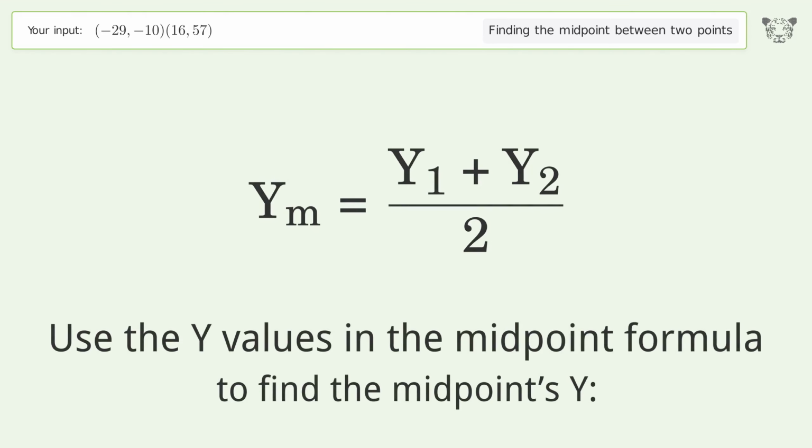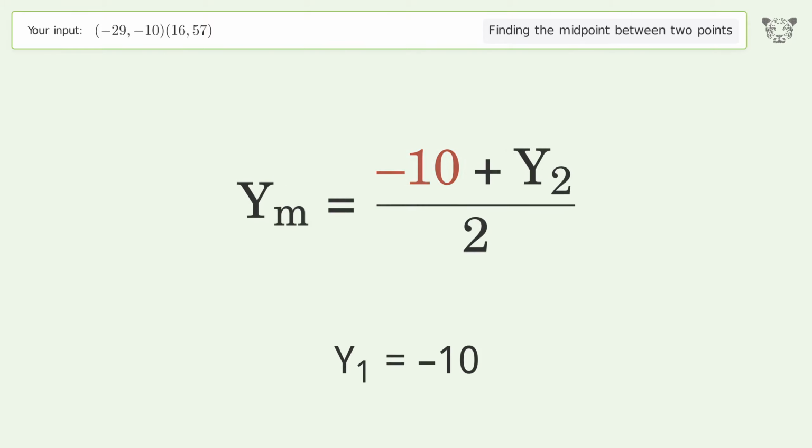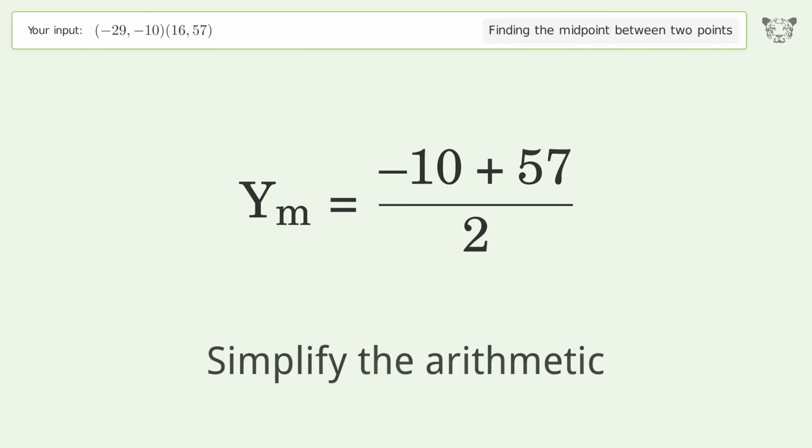Use the y values in the midpoint formula to find the midpoint's y. y1 equals negative 10. y2 equals 57. Simplify the arithmetic.